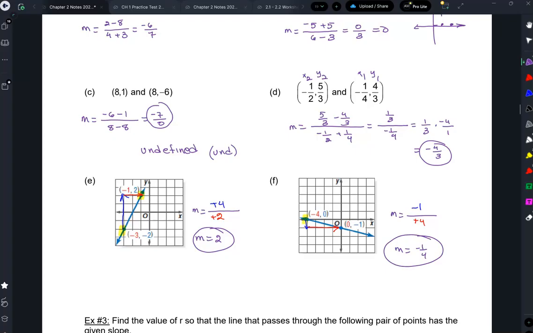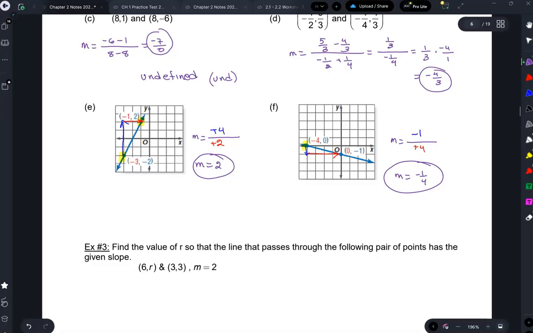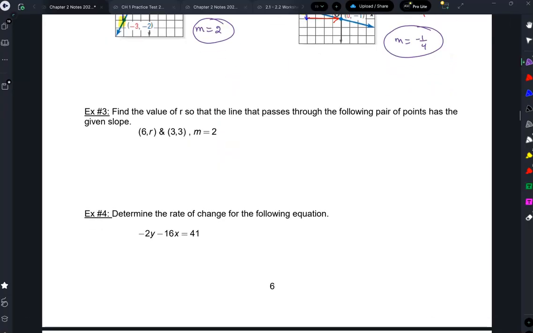Right? Okay. Now here, this one you also do in geometry. Find the value of r so that the line that passes through the pair of points has the given slope. So now we're given the slope, and we're missing one of these coordinates. But that's fine. If you have 2 coordinate points, you can just write the slope, right?